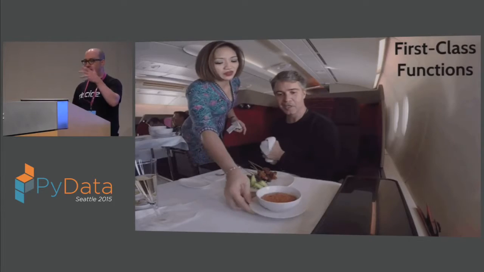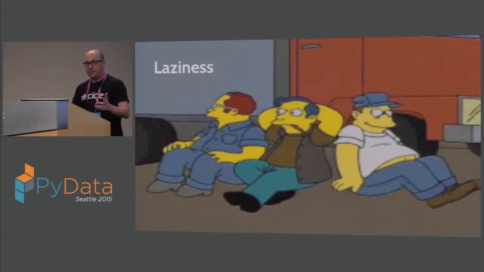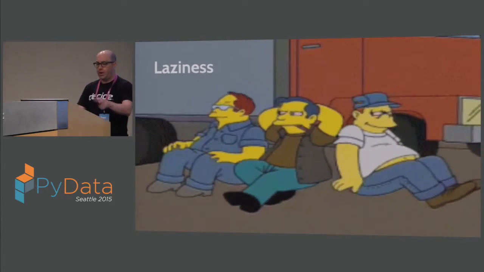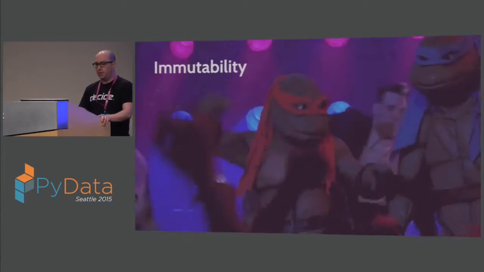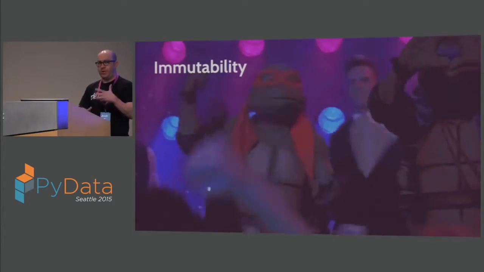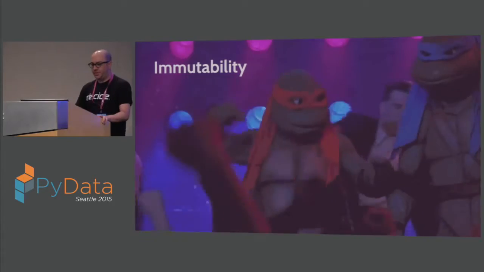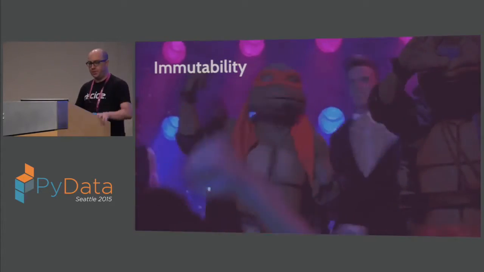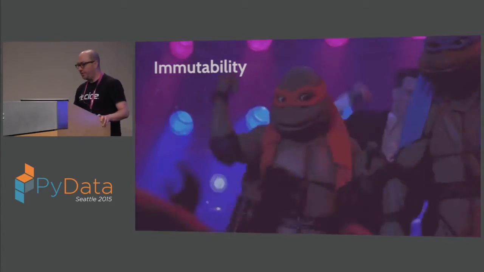We assign them to variables. We pass them into other functions. Laziness. We don't compute things when we don't have to. We do work kind of on demand. And immutability. We don't mutate our variables. Once we assign to something, we don't assign to it again. And so these are kind of themes that you'll see throughout this talk.